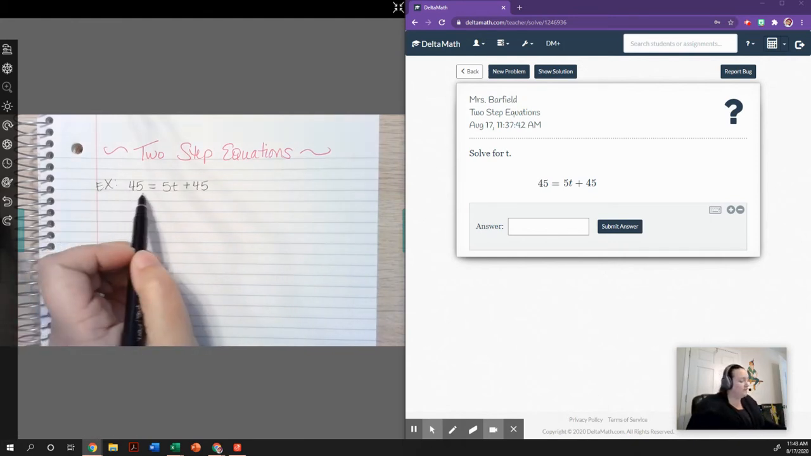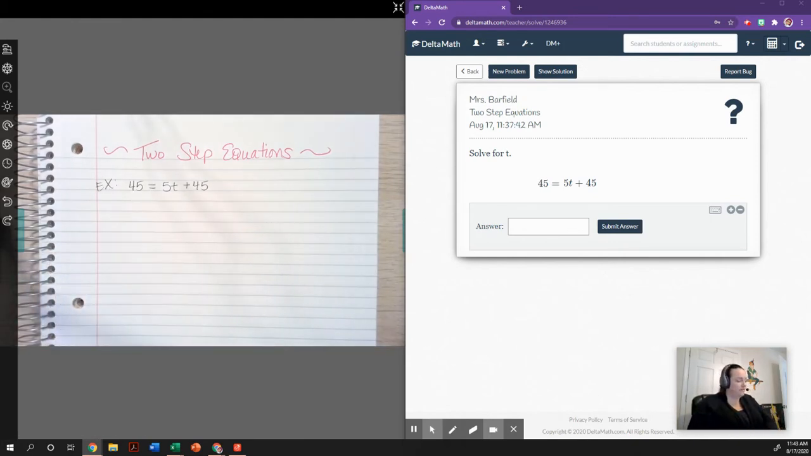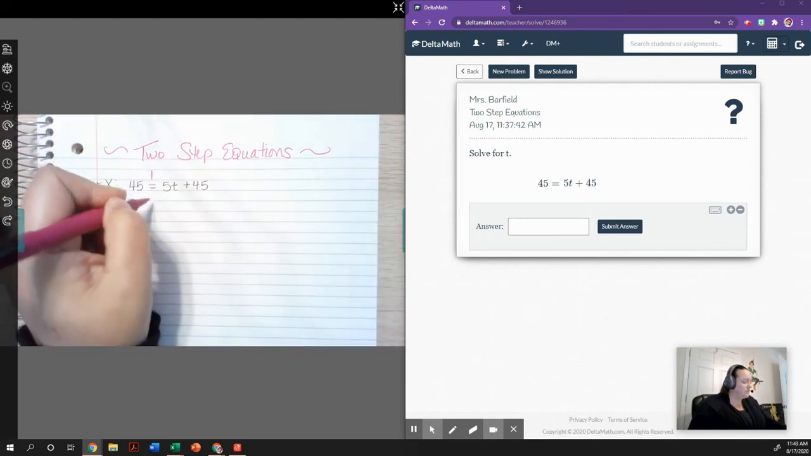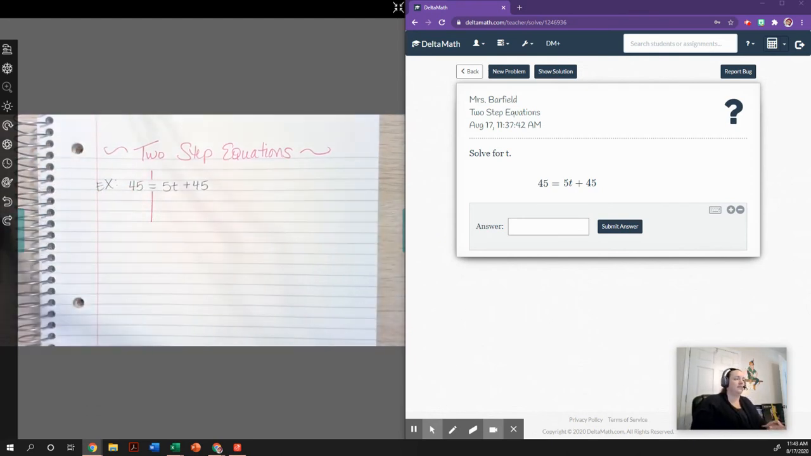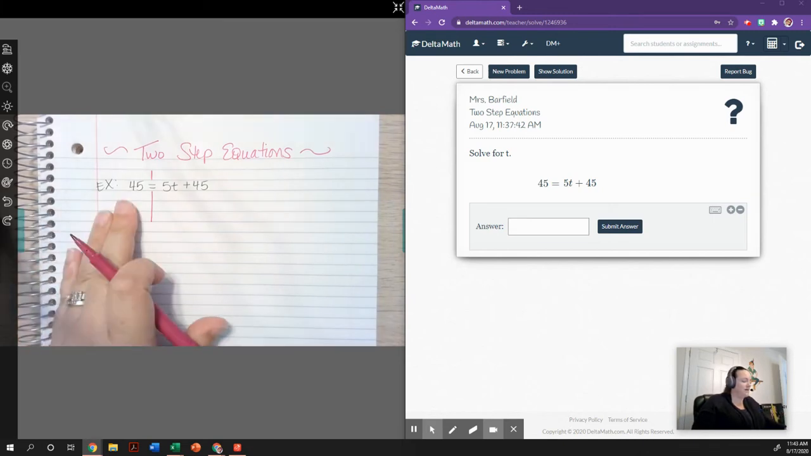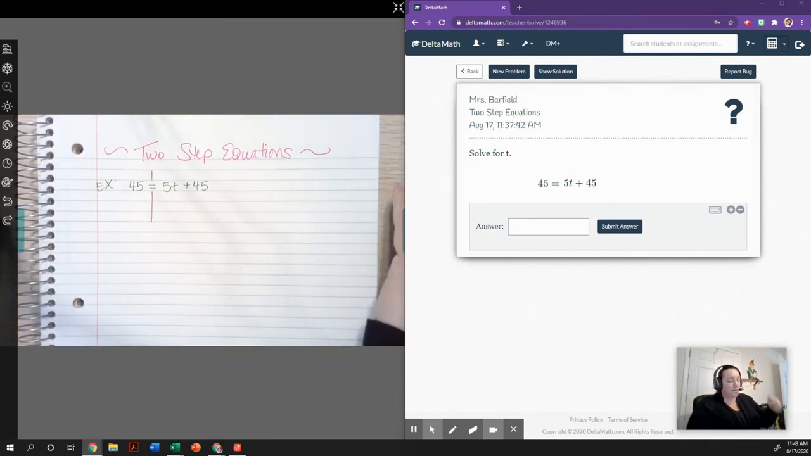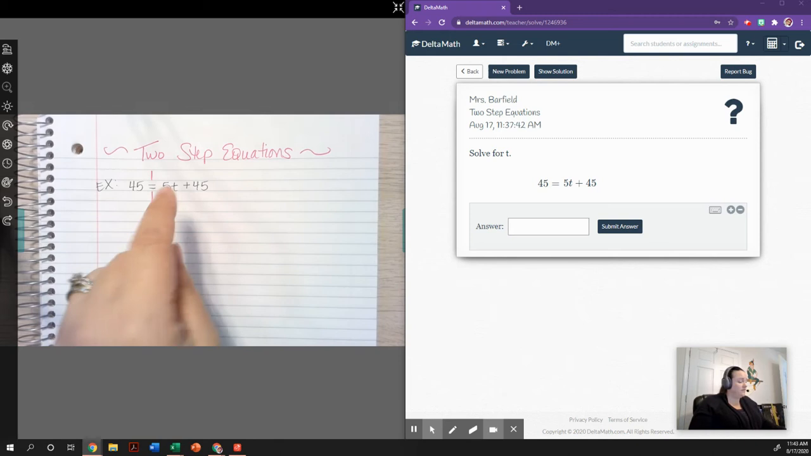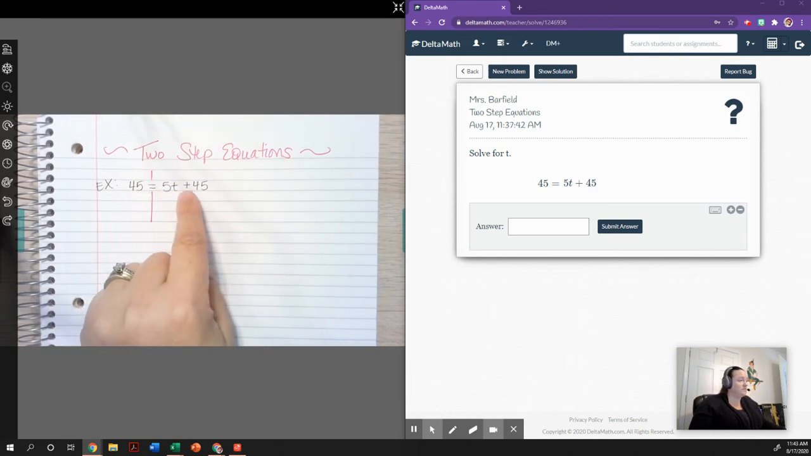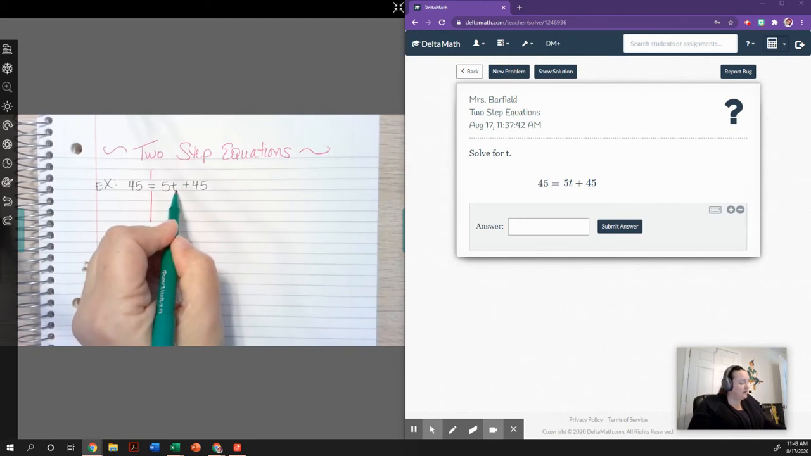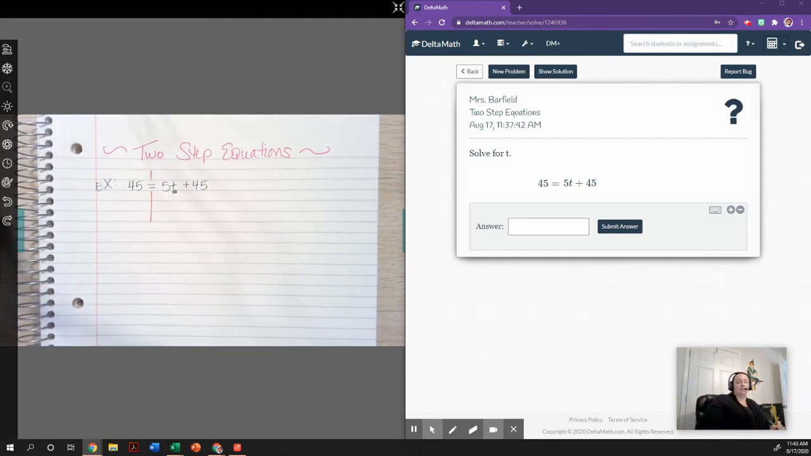So I got 45 equals 5t plus 45. Just like I was doing one-step equations, I'm going to show that I have a left side and I have a right side. So I've got 45 equals 5t plus 45. My goal is to isolate this variable right here. So I need to get t by itself.